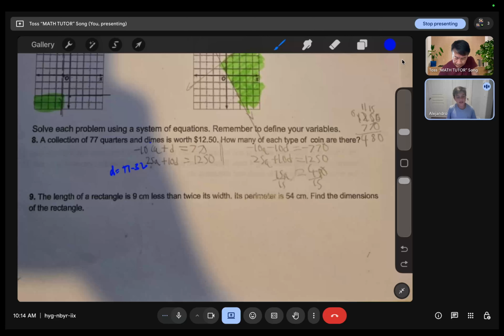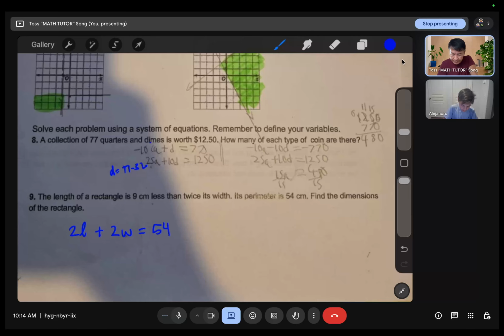So first, for the first equation, which one? I'll do perimeter. The 2L, L for length, plus 2W for width, equals 54. Very good. Yeah, I would do that first.